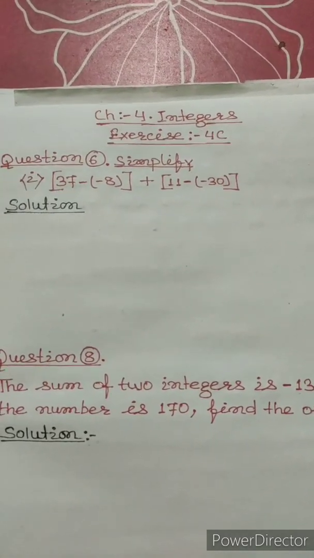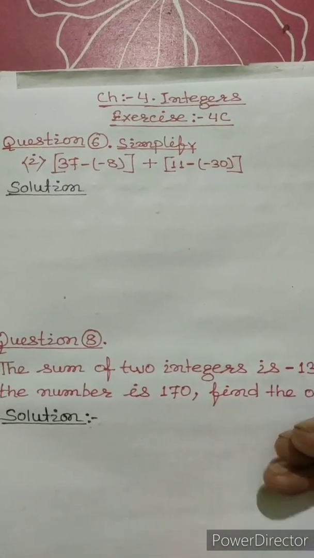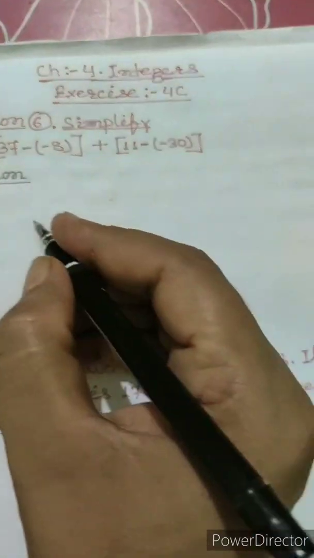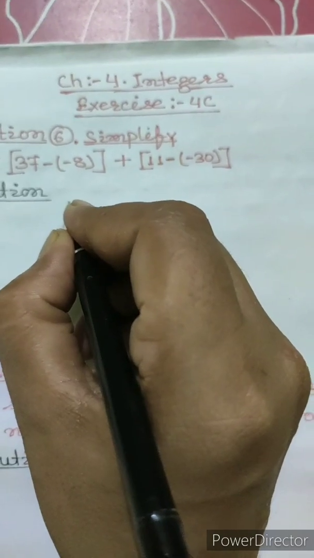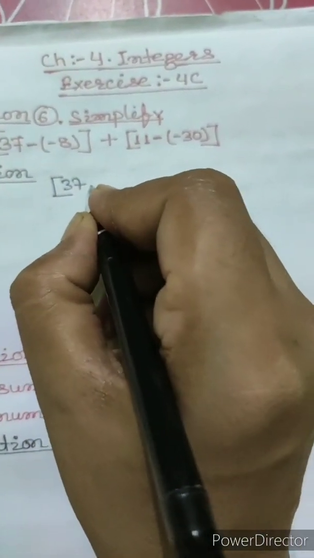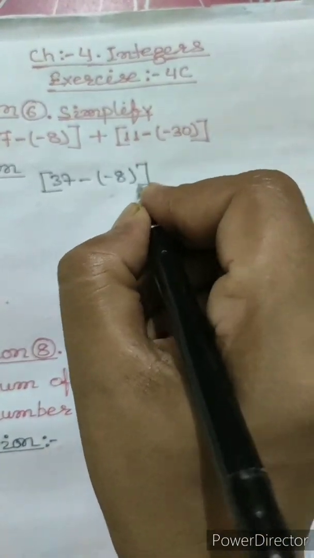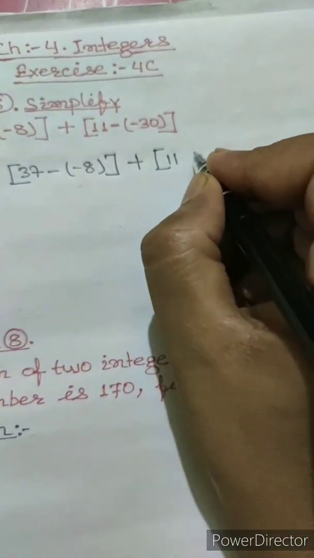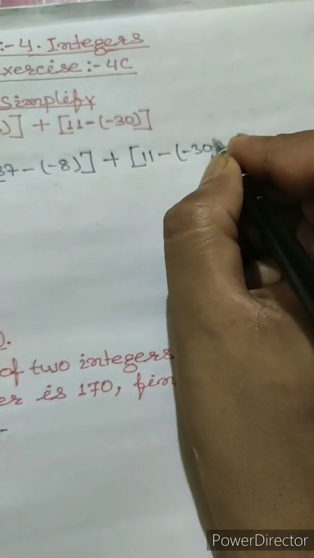So what will you do first? Already I have explained how to subtract, yes or no? You already know how to subtract, so I am going to solve this question. Look here. The question given is 37 minus 8 plus 11 minus 30.